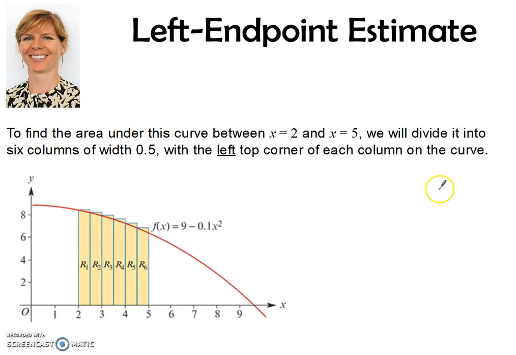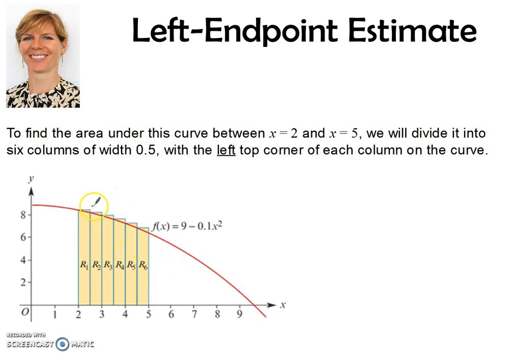There are a couple of ways we can do this. The first one is called the left endpoint estimate, and then you will see that we will do a right endpoint estimate. So we've got this example here. We've got a curve which is a quadratic, 98.1 - x squared, and we want to find the area under that curve between x equals 2 and x equals 5. In order to do this, for a left endpoint estimate we've split it into 6. Now this is just arbitrary. You could have made 10 or 20, but for simplicity's sake we've just chosen 6.